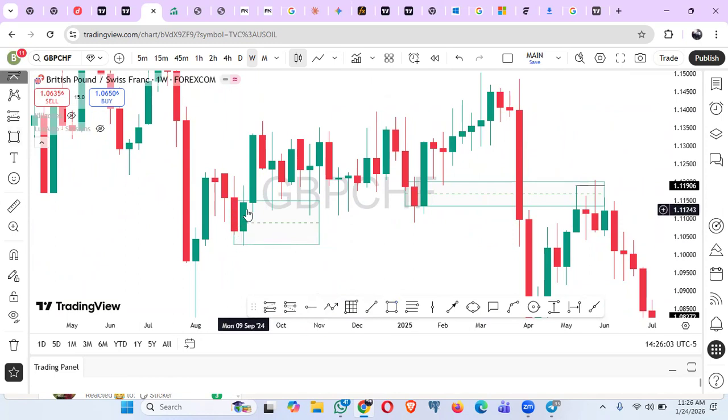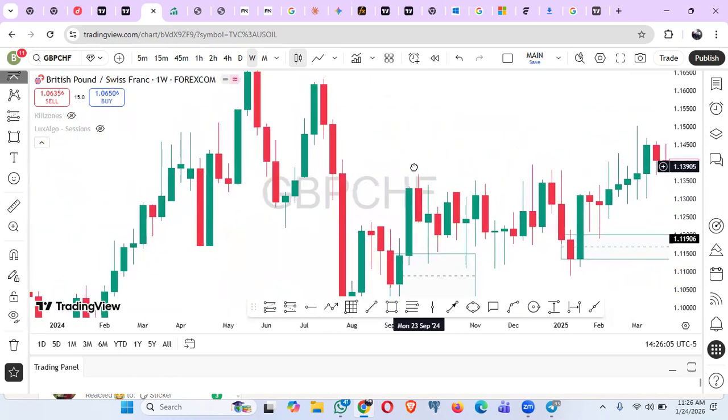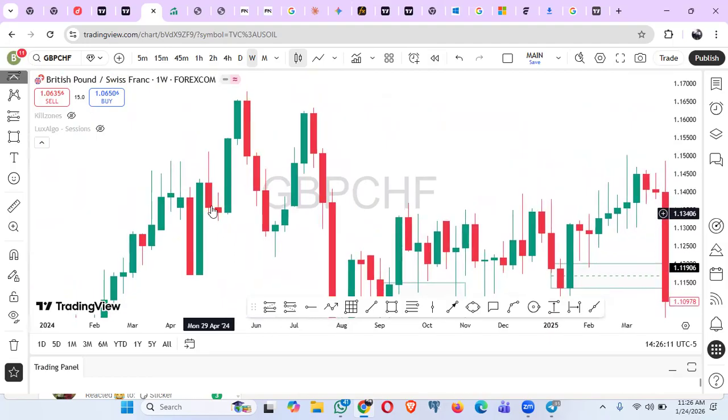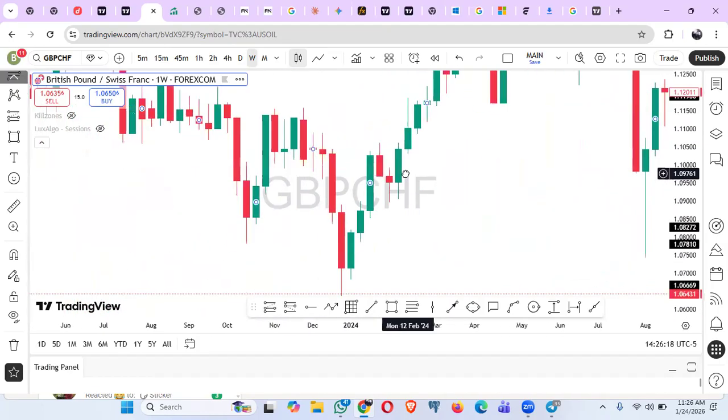We dey see am. This one is not too perfect, but fine. This one, this green candle engulfs this one. See this one here moved. This red one moved. This one here again. See the push. Can we see?